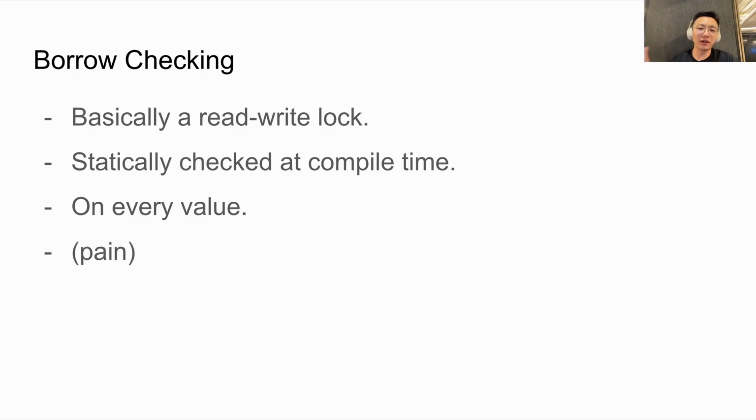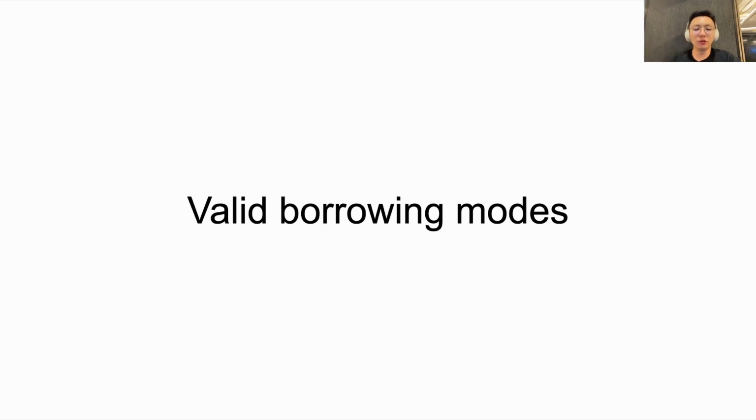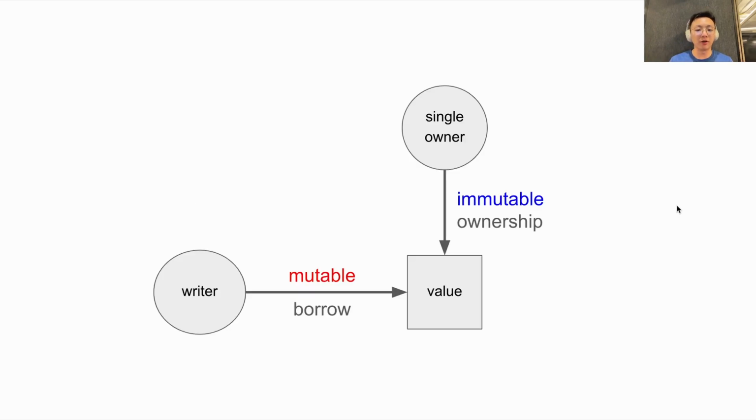But fighting the borrow checker, as a lot of Rust developers do, helps you write correct programs. So here are some modes in which you can borrow a variable. The first way of borrowing a reference is to borrow it mutably. This happens usually when you have a writer that wants to modify the value. You need a mutable reference to mutate it.